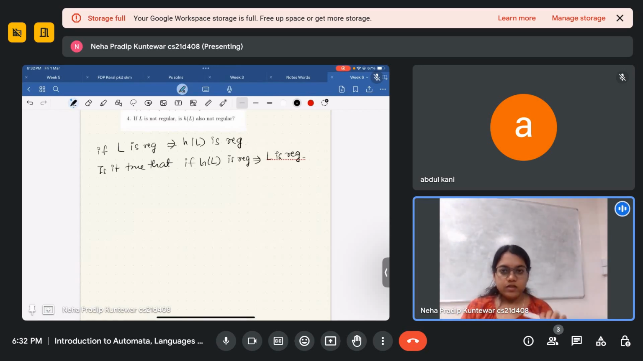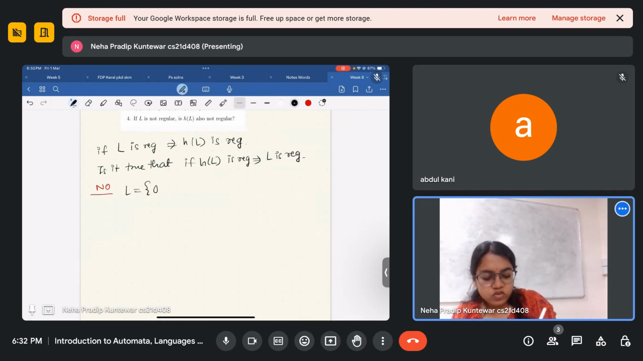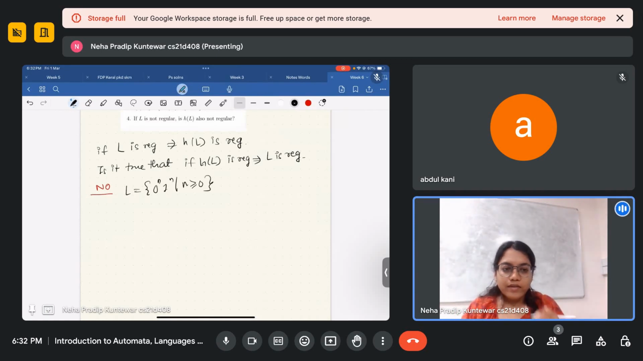Okay, so let's discuss the answer. So the answer is no. So for example, again we'll take our favorite non-regular language, which is 0^n 1^n for n greater than or equal to 0. And I will come up with a homomorphism as follows.